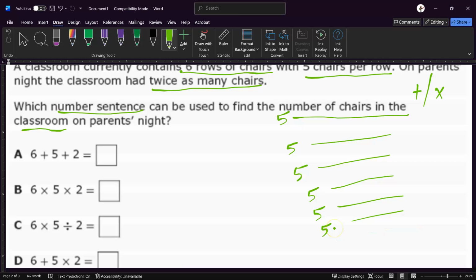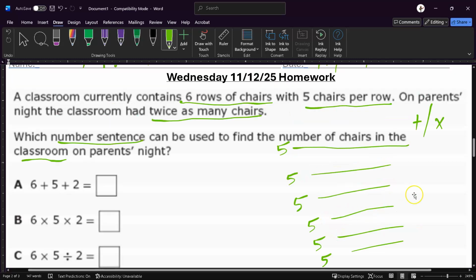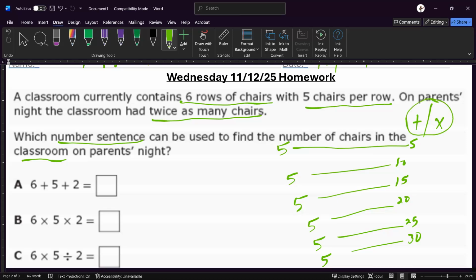6. Now, that tells me that I'm going to be counting by 5. So we have 5, 10, 15, 20, 25, 30. So I have 30. Now, what did I do here? I skip counted by 5s. What strategy do we use to do that? Do we use that in multiplication, division, addition, subtraction? Right, we use it in multiplication because our only 2 choices are adding or multiplying.